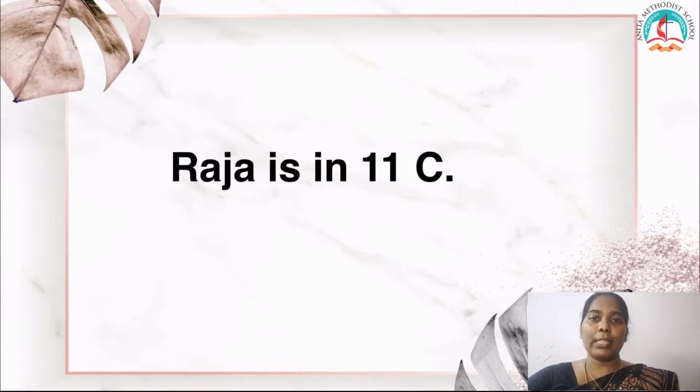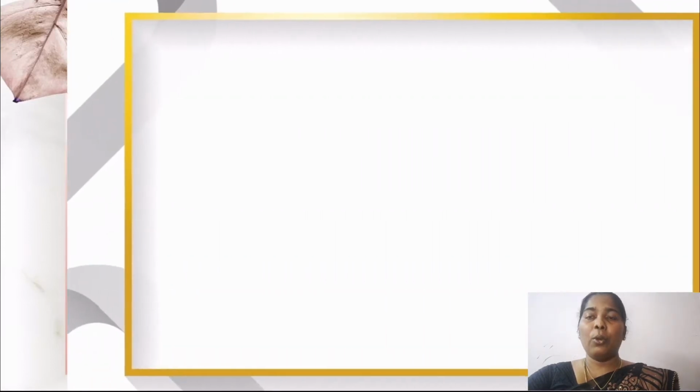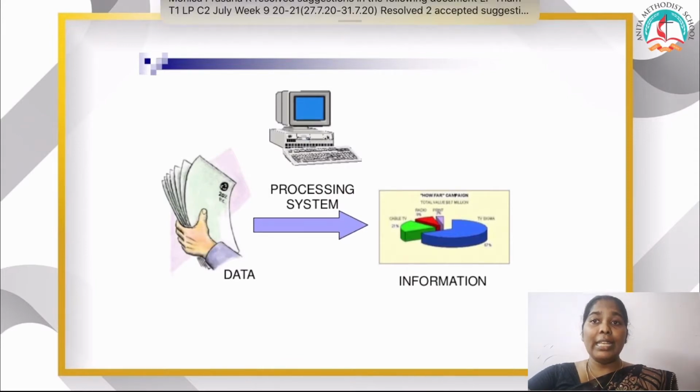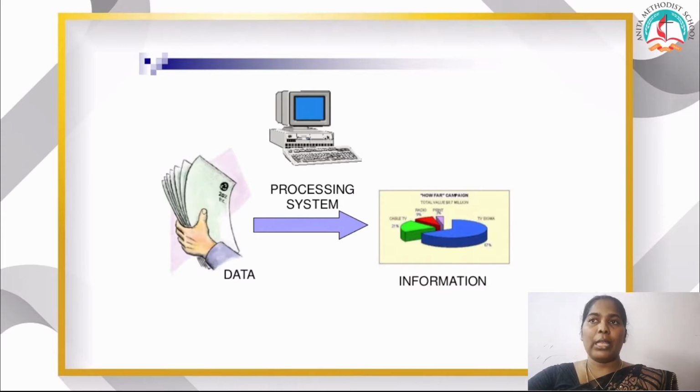This is called a fact. Collection of facts is called information. So data, process it, and we will get the information. This is called data processing.